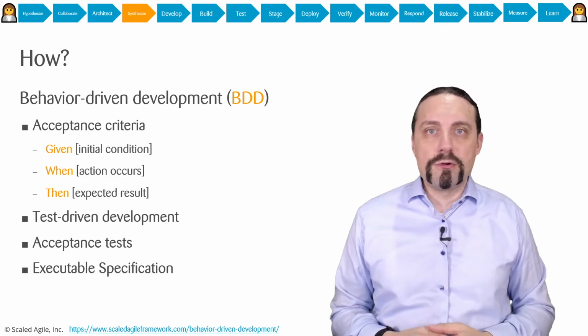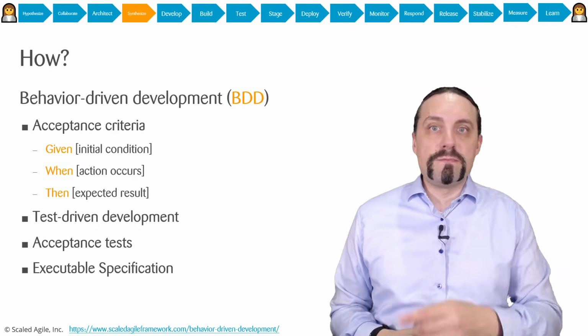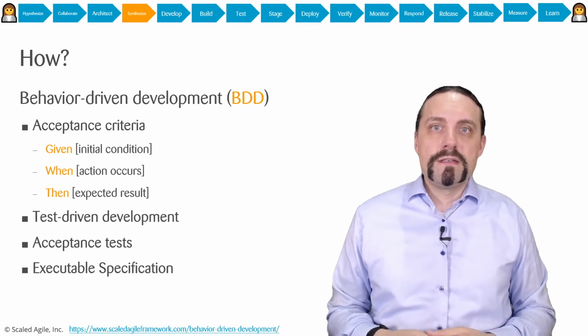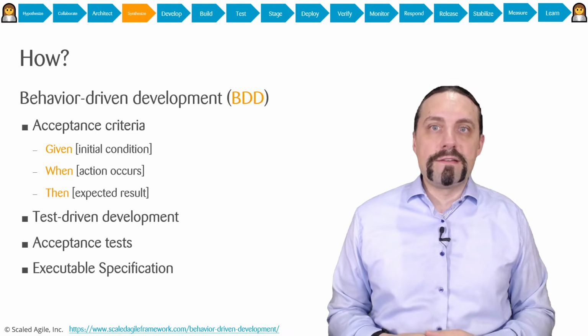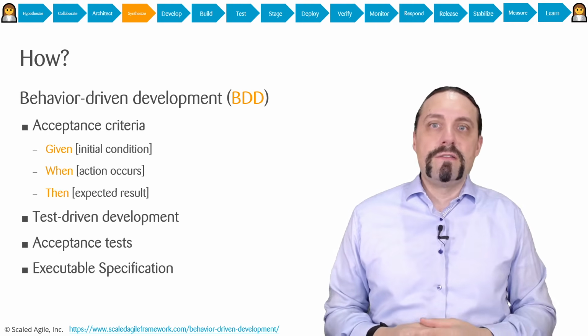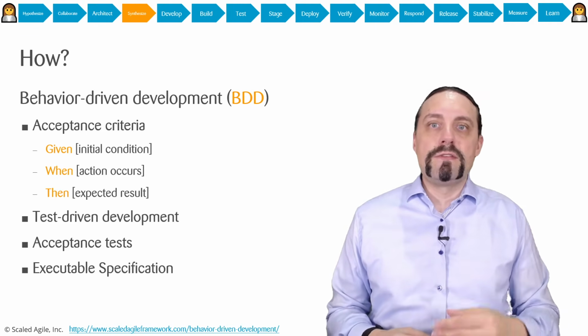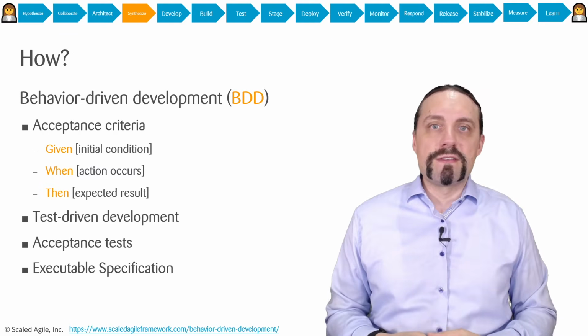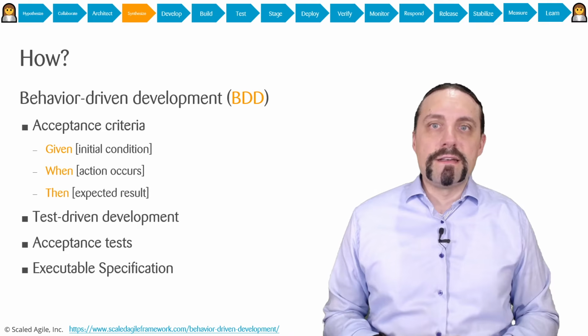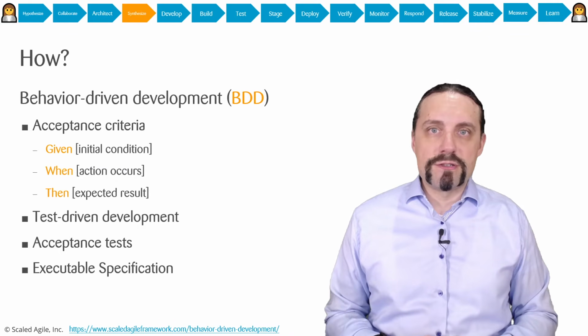Therefore, it is important that we use behavior-driven development, in this given, when, then form, so that we can write out of that directly tests which we then can execute when we are doing changes of our software, and with that we are creating an executable specification.